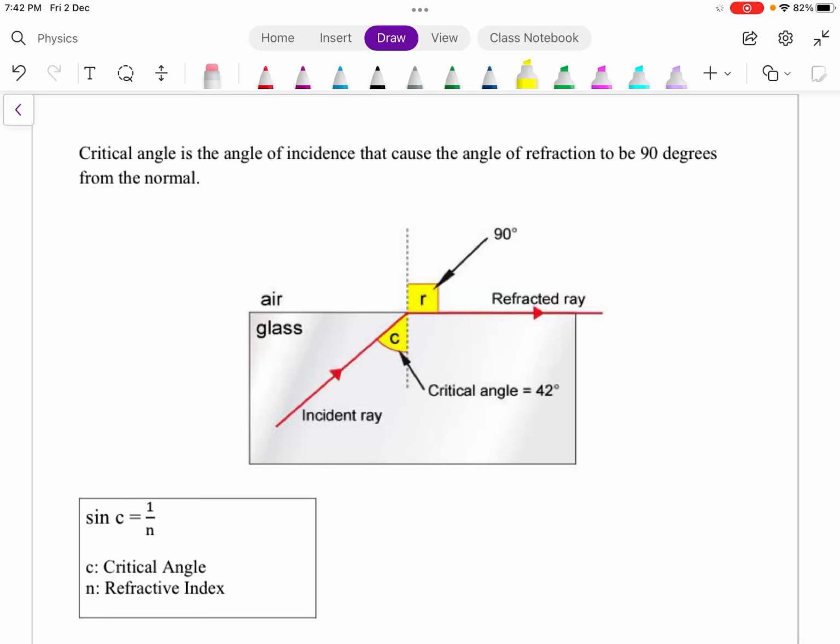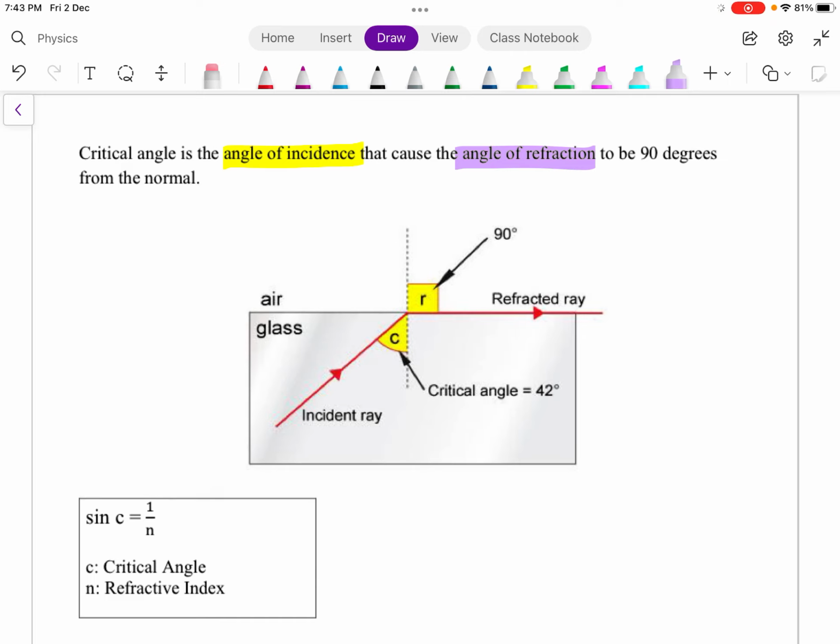Okay, so the next concept will be called the critical angle. This critical angle is the most critical concept of all, especially in this chapter. So of course, what is the critical angle? The critical angle is the angle of incidence that causes the angle of refraction to be 90 degrees from the normal. I understand that I say the angle of incidence is always in the less dense medium, but the angle of refraction is always in a more dense medium, right? But for now, we try to relax on the assumption.